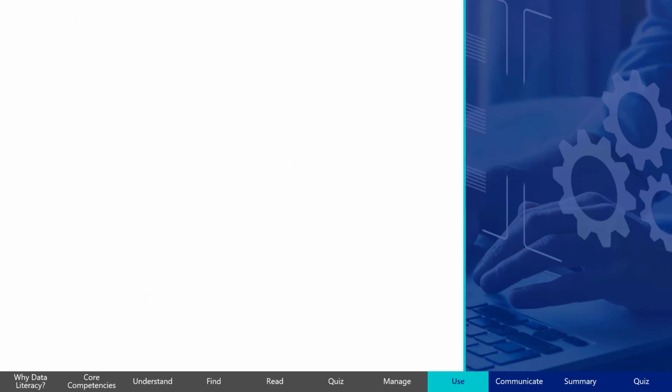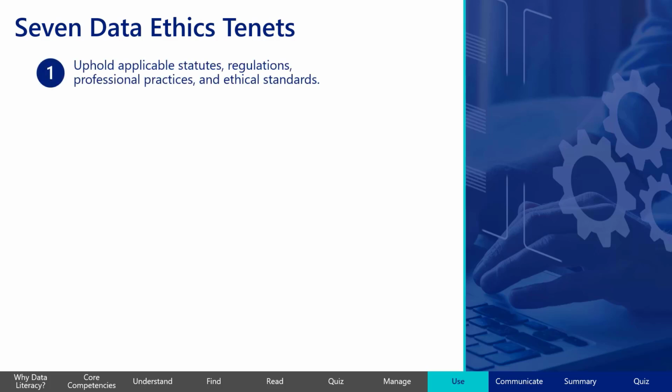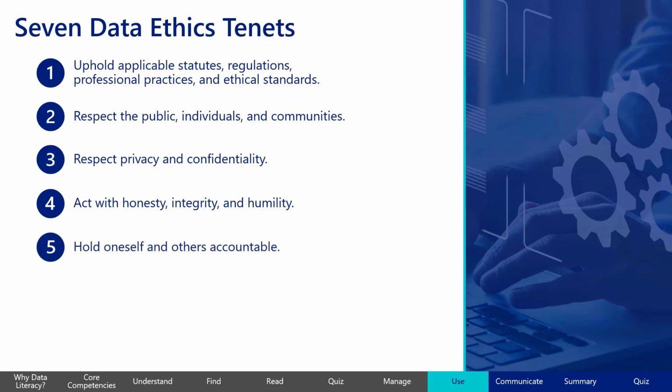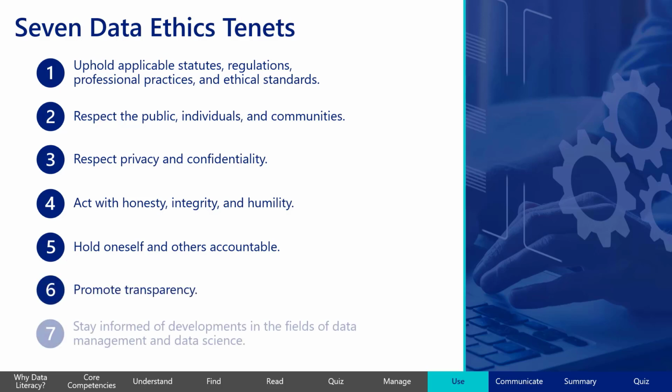The Federal Data Strategy outlines 7 data ethics tenets, and you should keep these tenets in mind when interacting with data. They are: uphold applicable statutes, regulations, professional practices, and ethical standards. Respect the public, individuals, and communities. Respect privacy and confidentiality. Act with honesty, integrity, and humility. Hold oneself and others accountable. Promote transparency, and stay informed of developments in the fields of data management and data science. Data ethics will be covered in more detail in a future course in the Texas Data Literacy Program.